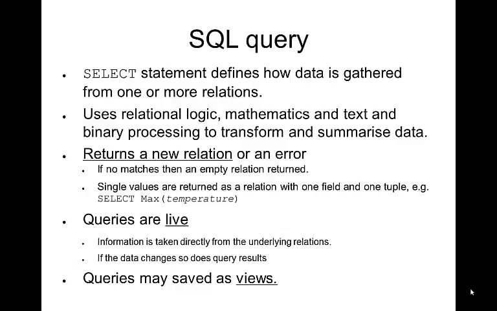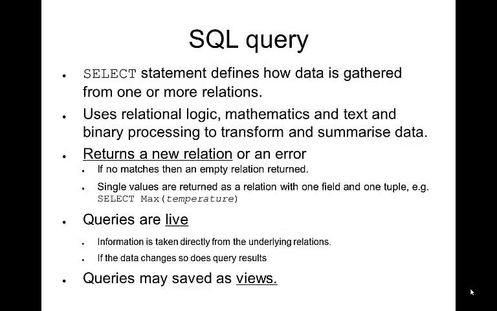SQL select statements always return a new relation, a table, or give an error. So you only ever get a table out of a relational database. A relational database is made of tables and returns tables. If your select statement doesn't match any data in your database, what you get returned is an empty relation. So you get a table with no columns and no rows returned, basically. So you just get an empty result.